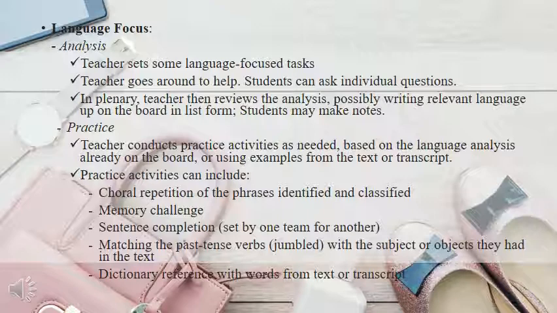And then practice. The teacher conducts practice activities as needed based on the language analysis already on the board or using examples from the text or transcript. Practice activities can include choral repetition of the phrases identified and classified, memory challenge, sentence completion set by one team for another, matching the past tense verb with the subject or object they had in the text, or dictionary reference with words from the text or transcript.